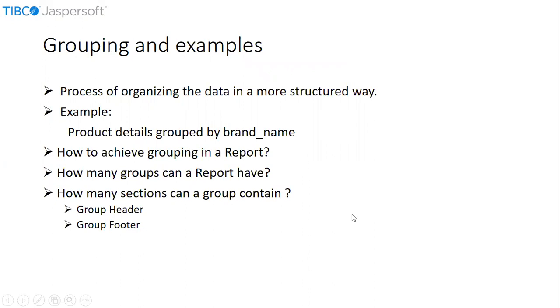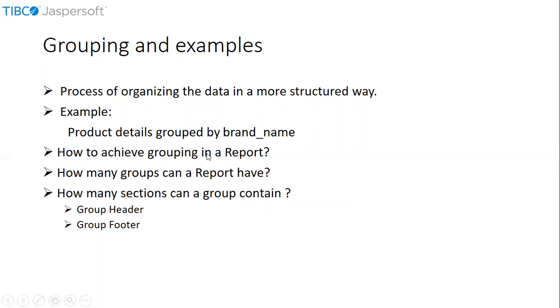What is grouping? Grouping is the process of organizing the data in a more structured way based on a reporting object, such as a field, variable, or a parameter. We can consider the product detail report as an example. A user might want to group the data by its brand name.